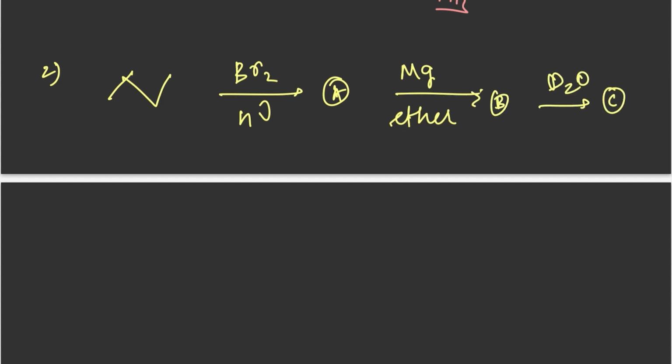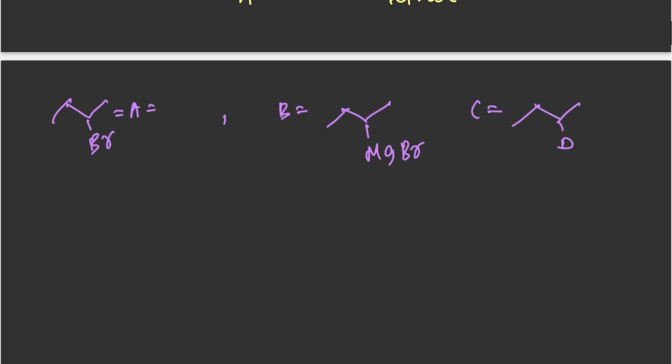Now what are A, B and C? A is actually free radical substitution. It will form the bromide, the 2-degree bromide, since the 2-degree is more stable. This is A. What is B? B is the MgBr compound, and C is the deuterated compound.